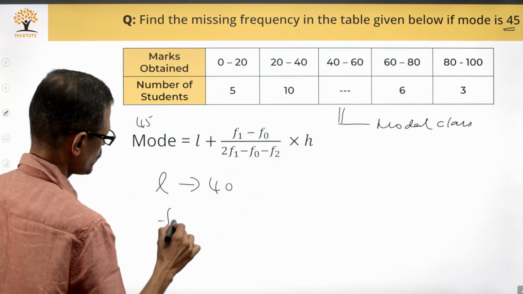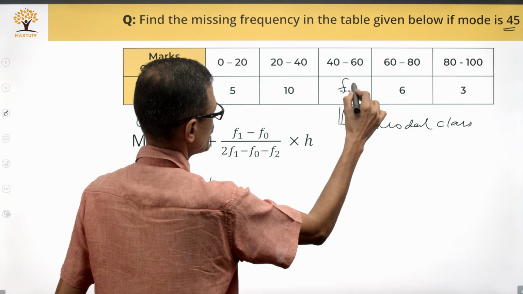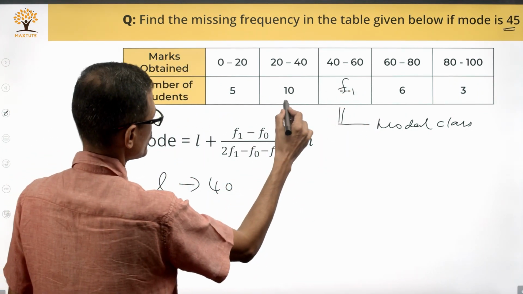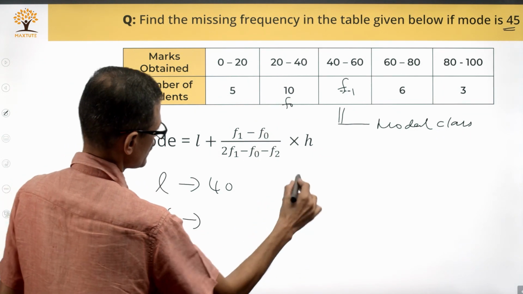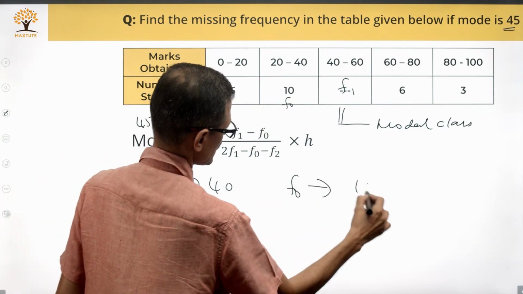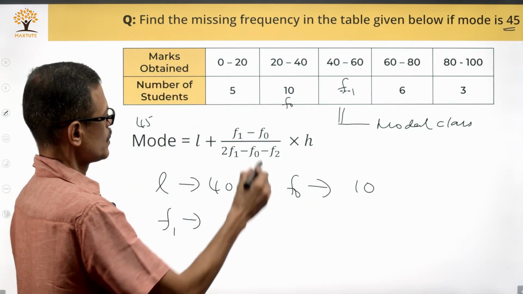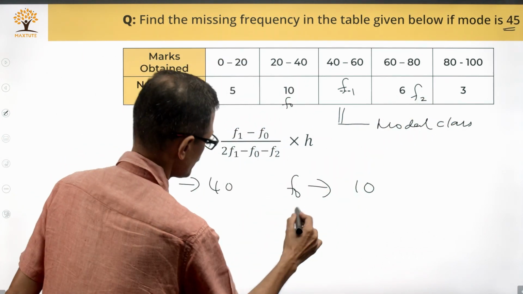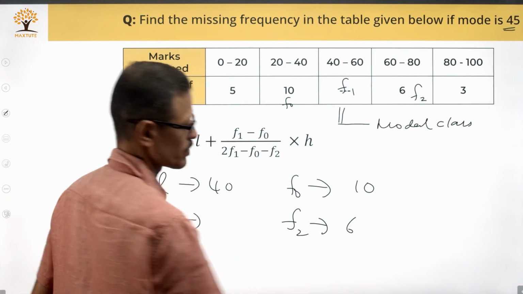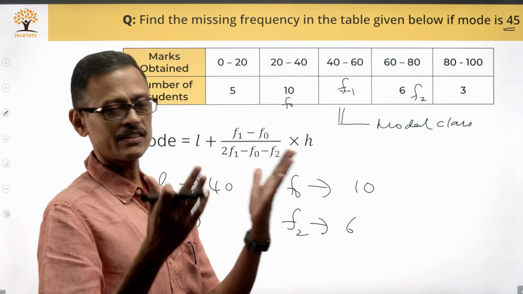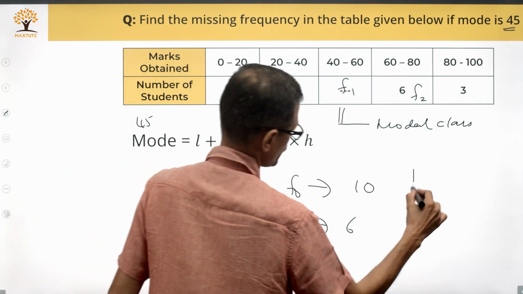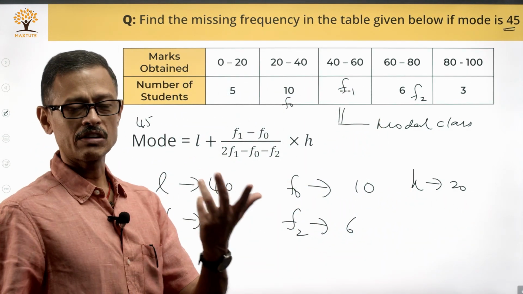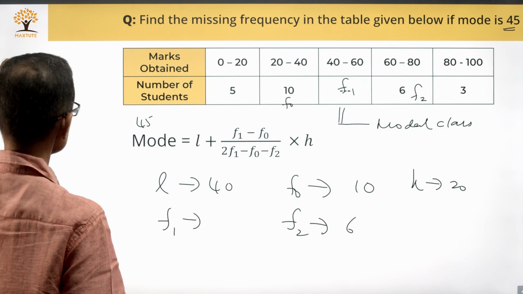F1 is the frequency of the modal class, which is what we do not know, which is what we are trying to find out. What is F0? F0 is the frequency of the class before the modal class, which is equal to 10 for us. What is F2? F2 is the frequency of the class after the modal class, which in this particular question is equal to 6. And H is the height of the modal class, which is equal to 20. So we got all of these data except F1. So plug them in, solve it, we'll get the value of F1. Quickly run through it in the next slide.